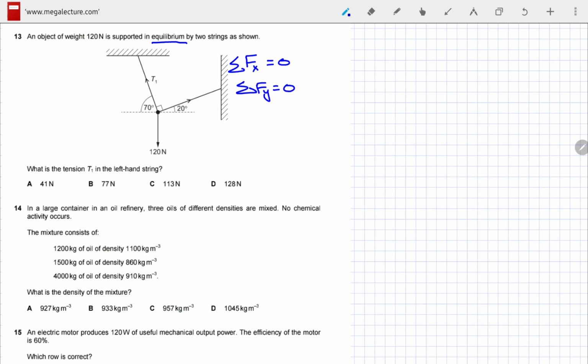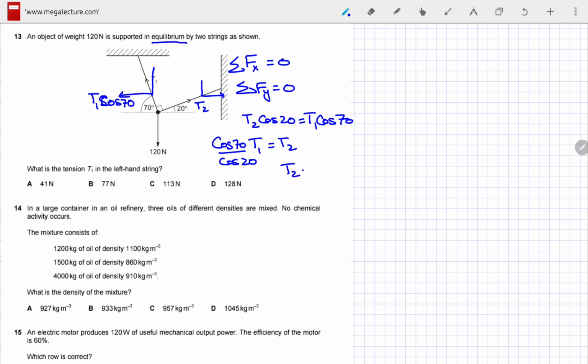So the net force on this object is 0, which means that if I have this as T2, and I break it into components, the horizontal component is T2 cos 20, and the horizontal component of this one will be T1 cos 70. So equating the two gives me T2 cos 20 equals T1 cos 70, and this gives me a relation of T2 in terms of T1. So I'll have cos 70 over cos 20, and this gives me T2 equals 0.36 T1.